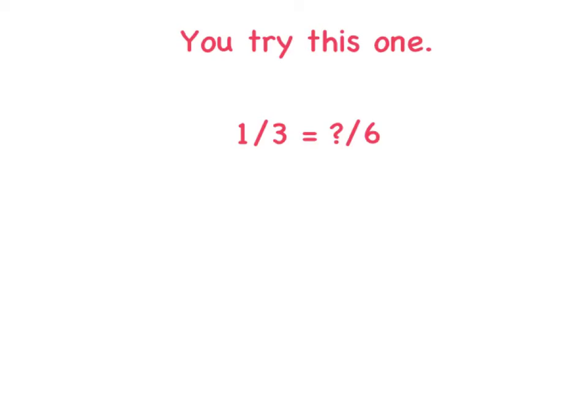Alright, I'd like for you to try this one. First of all, put them in a column. 1/3 is equivalent to some number of sixths. We're trying to find that missing number. Don't forget to ask yourself, how are you getting from 3 to 6? And whatever you do to the denominator, you have to do the same to the numerator. So pause the video, see if you can find this missing number. Do this one on your guided practice sheet.